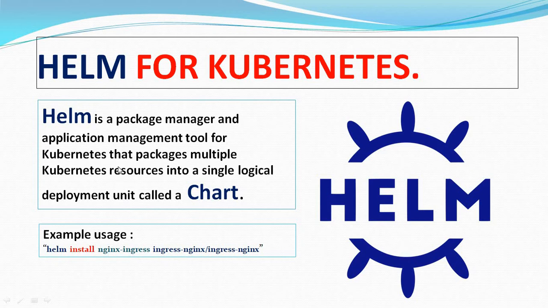Helm is a package manager and application management tool for Kubernetes that packages multiple Kubernetes resources into a single logical deployment unit called charts. That's the general definition of Helm. In the sense, Helm is a tool which simplifies lots of manual tasks and helps us deploy an application into Kubernetes. We call that deployable unit a chart.